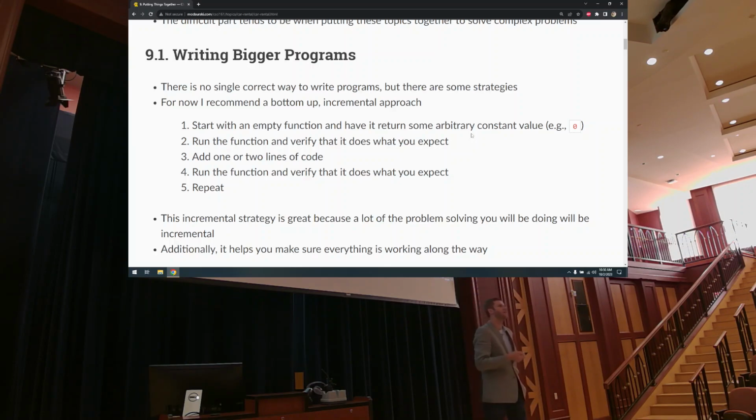Then write 1 or 2 lines of code. Write a little bit of code. Then run the function again and make sure it does exactly what you think it should do based on what you did. If it does, good. If it doesn't, well, now you probably have a good sense of where your mistake was. Probably in that 1 or 2 lines of code you wrote. So if it works, then you're happy, good. Do it again. Write a little bit more, run the code. If it works, good. If it doesn't, chances are now you know where the issue is.